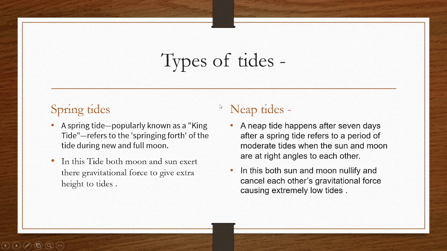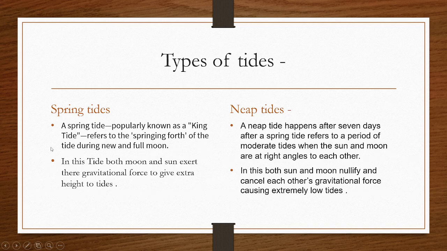Now there are also two types of tides, spring tides and neap tides. A spring tide is popularly known as the king tide. It refers to the springing forth of the tide during a new and full moon, while a neap tide happens after every 7 days, after a spring tide. It refers to the period where the pattern of tides is moderate and the sun and moon are at a right angle to each other, which helps them nullify and cancel each other's force, causing a low tide.